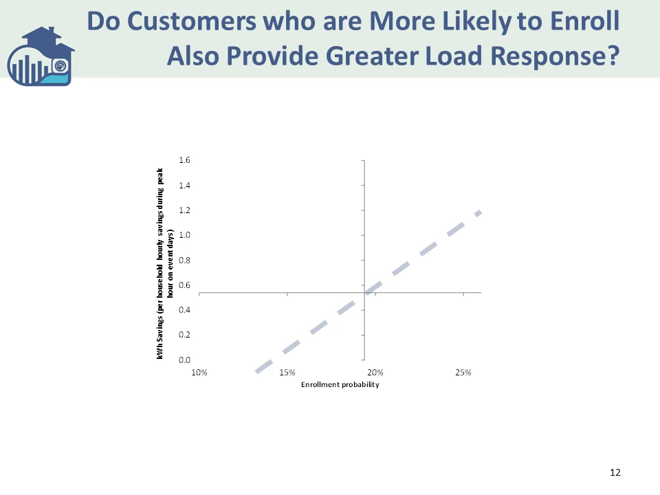So for example, many people think that a household who is more likely to enroll in a TOU rate also reduces more electricity during the peak period. So this suggests a positive relationship, which is shown as a dashed line in the graph.